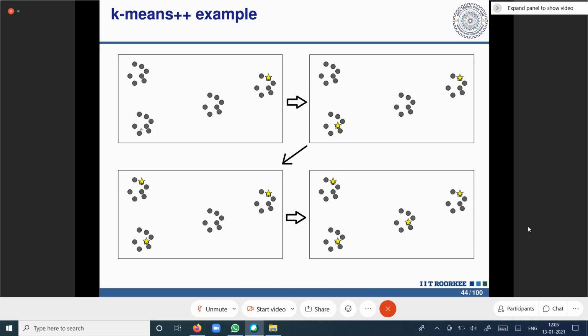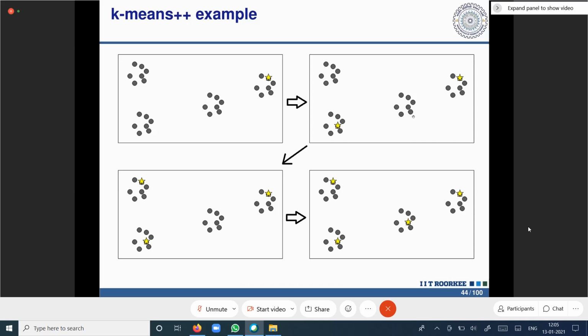So for example, let's say this is our initial data, which has 4 clusters. The first point is chosen here. Now we see the distance of all these points from this. Now these points are at the largest distance, right? So the probability of them getting chosen as the next centroid is very high. So this point, let's say, is chosen.